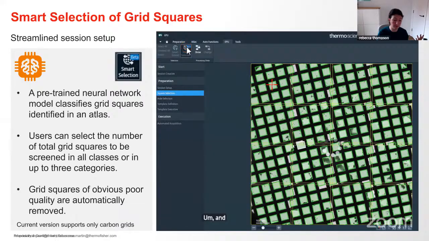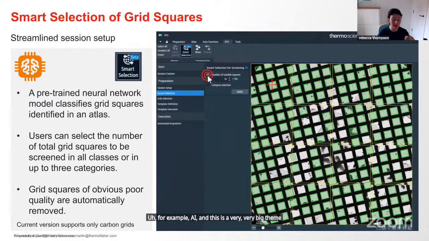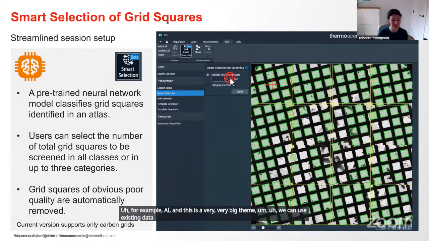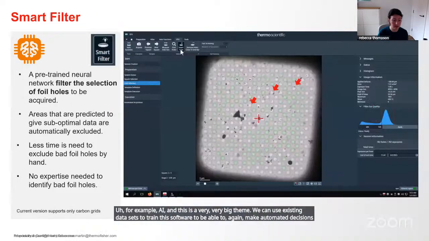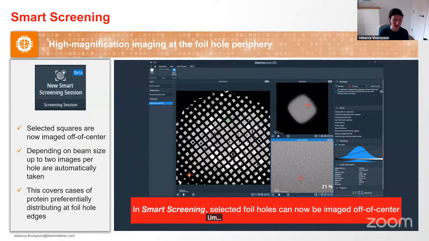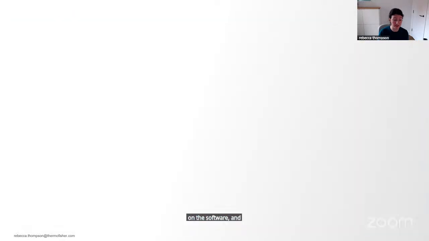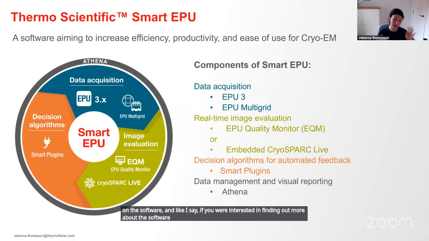And also, for example, AI, I know this is a very, very big theme. We can use existing data sets to train this software to be able to, again, make automated decisions. So I'm going to skip through these on the software. And like I say, if you were interested in finding out more about the software, there'll be one of those webinars in a couple of weeks' time.